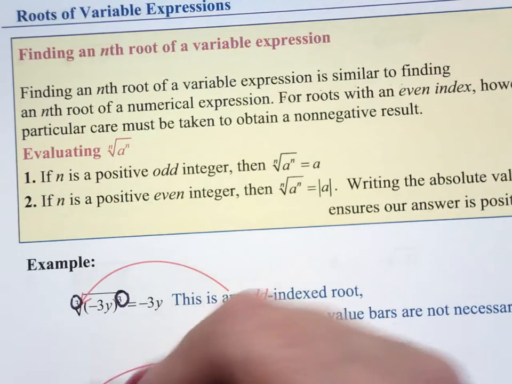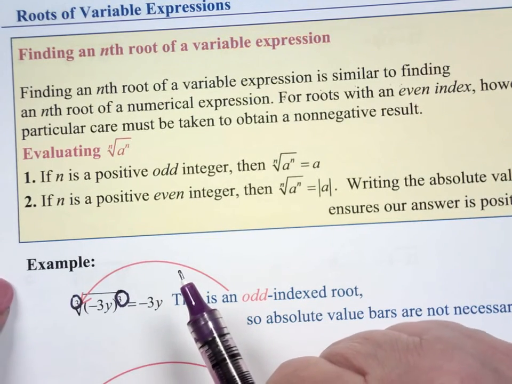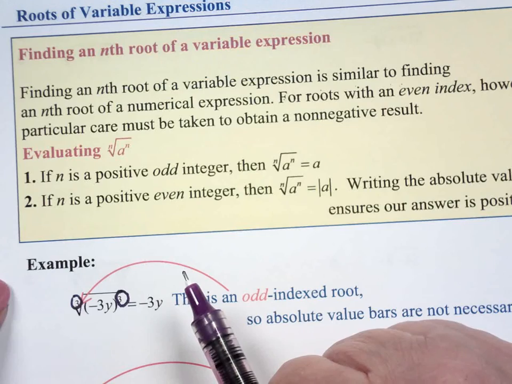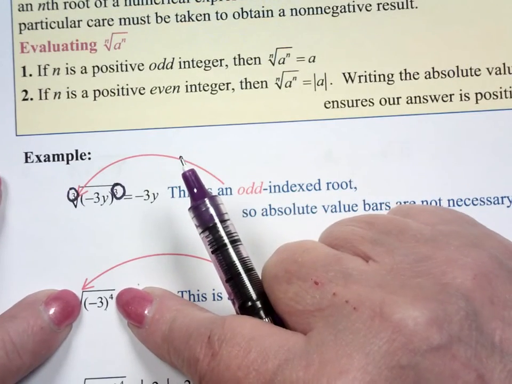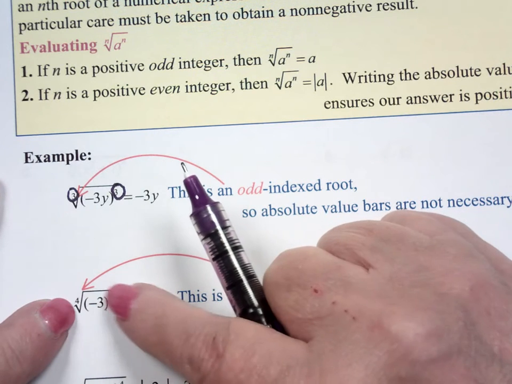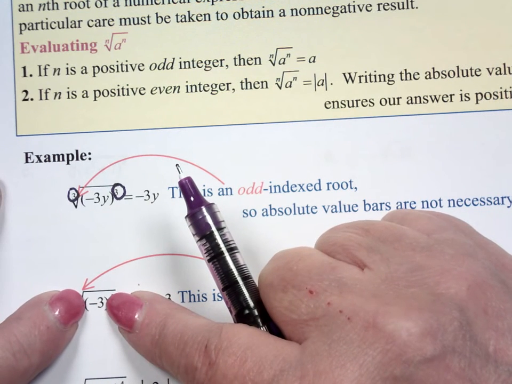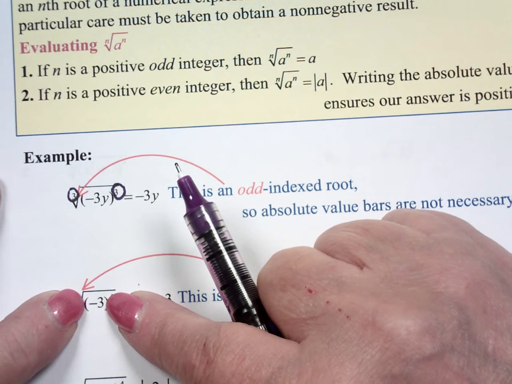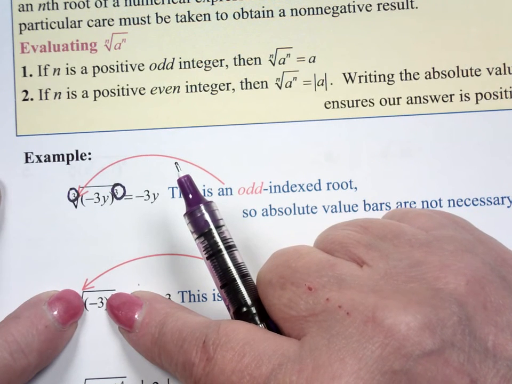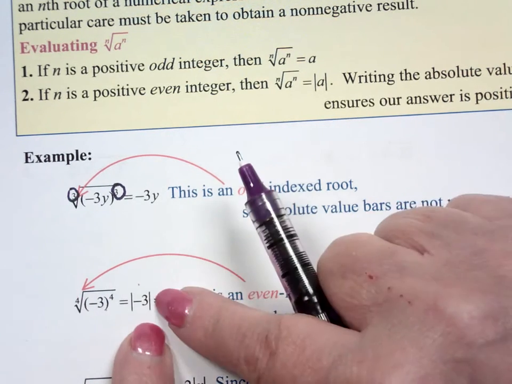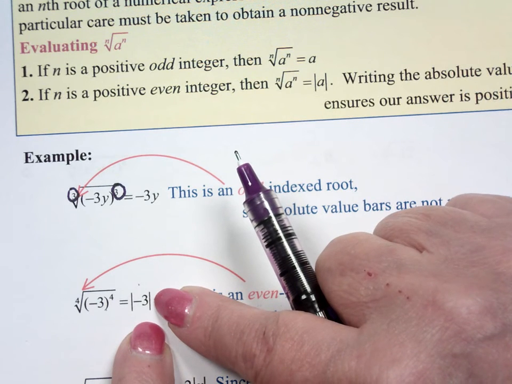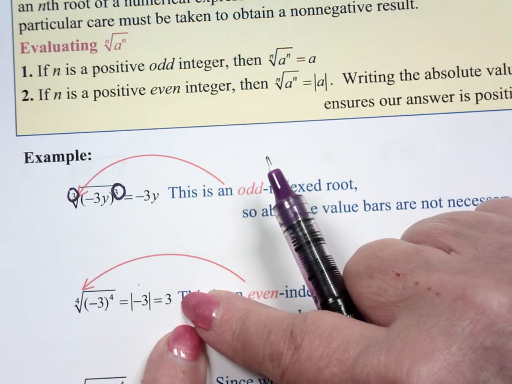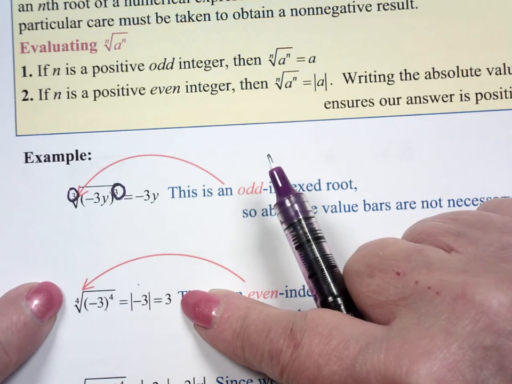Even index, however, if I take the fourth root of that thing, the 4's cancel each other out. I'm left with negative 3. I can't have a negative number if I have an even root. Well, why? Because something times itself an even number of times can't be negative. So what you have to do is put absolute values around it, and it comes out to be 3. So even index, you put absolute values around.